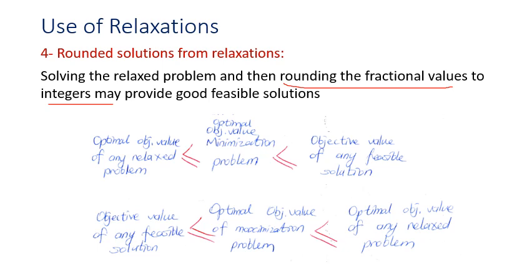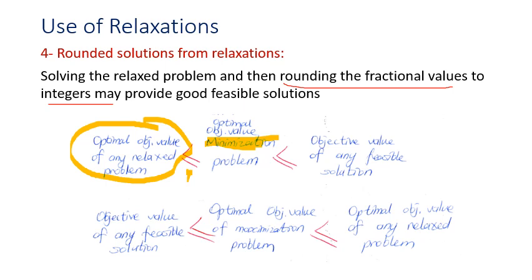And in fact, we have this idea here. We already know that the optimal objective function value of the relaxed problem for a minimization problem is less than or equal to the optimal objective function value of the minimization problem. So this is our integer problem, which is minimization. When we relax it and find the optimal value of this relaxed problem, it gives us a lower bound.